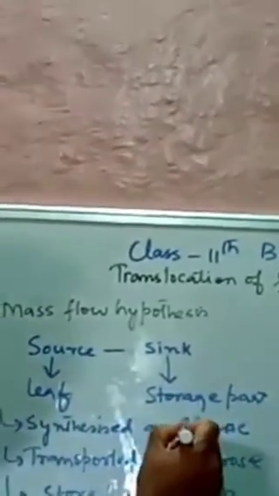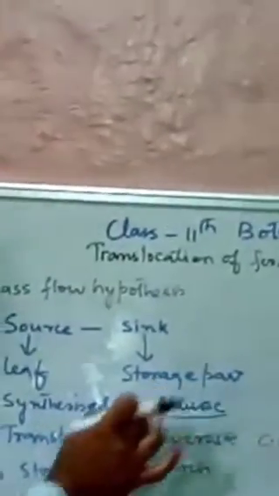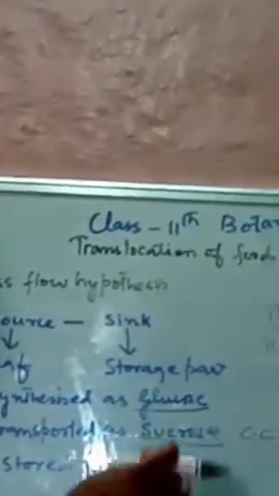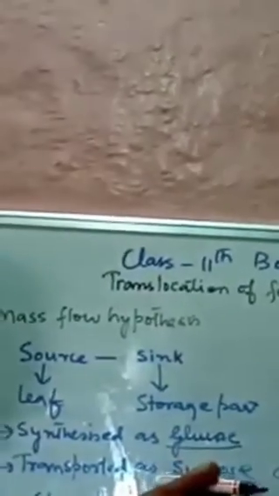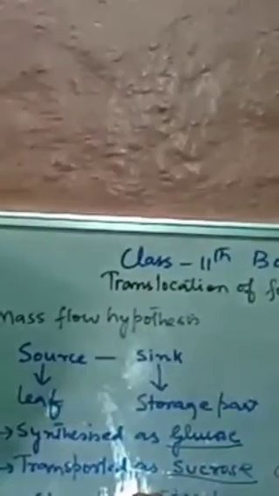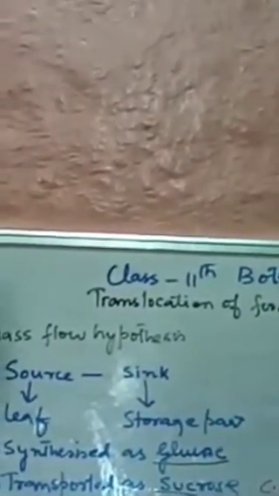So what I have told you is that this food is synthesized as glucose, which is highly reactive, an unstable substance, and then it is transported as sucrose. Sucrose is a stable, unreactive substance, and it is stored as starch, which is a polysaccharide.